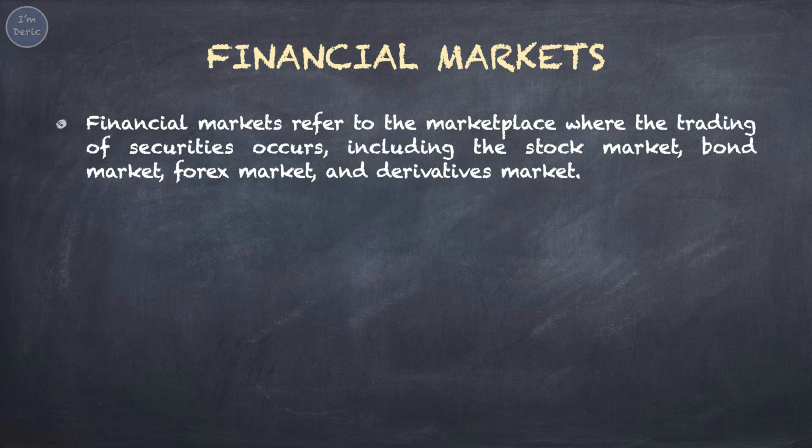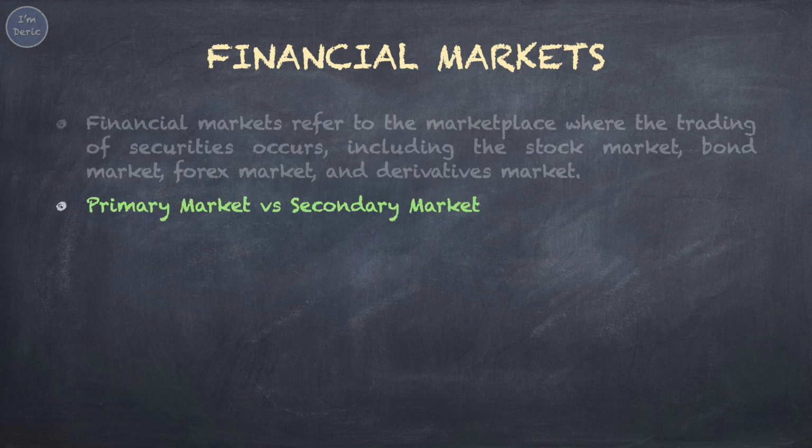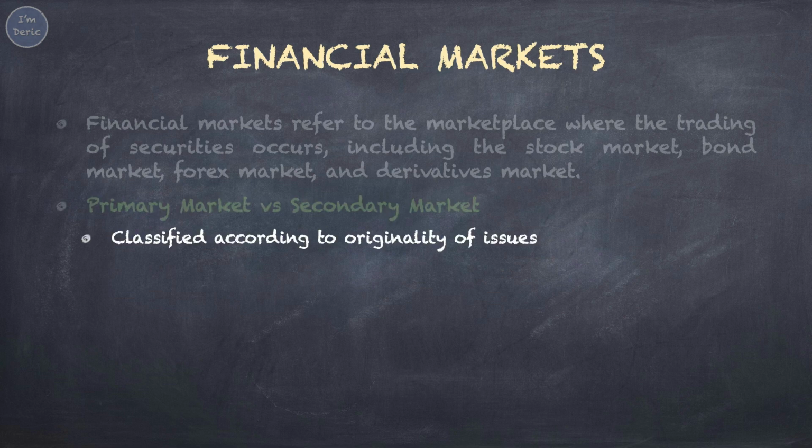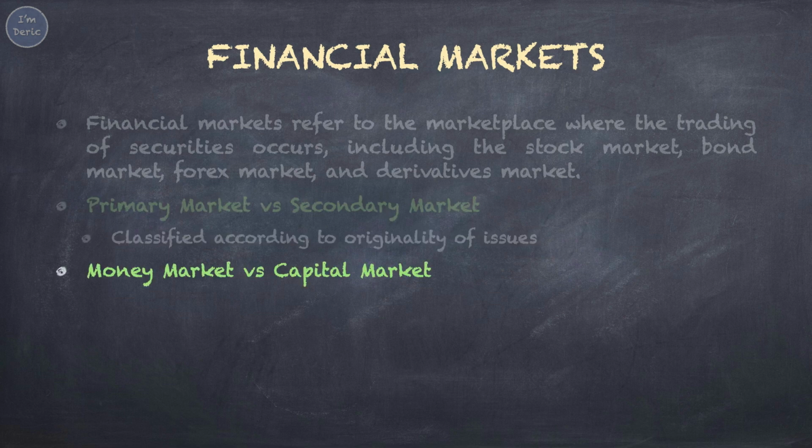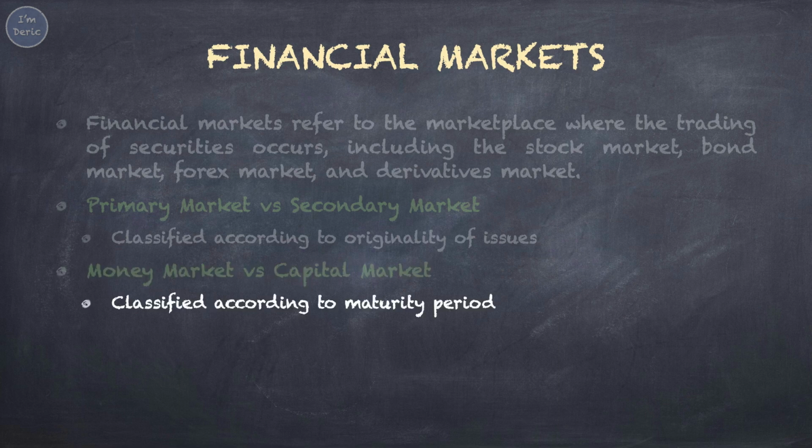The next part is financial markets. Financial markets refer to the marketplace where the trading of securities occurs, including the stock market, bond market, forex market, and derivatives market. It can be classified as primary market or secondary market according to originality of issues, or as money market or capital market according to maturity period.